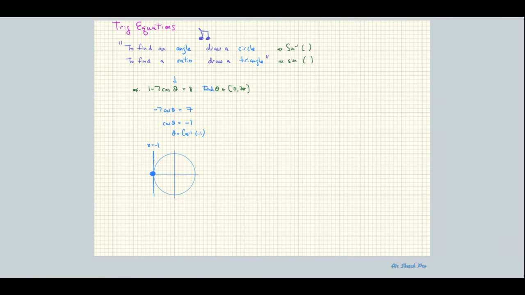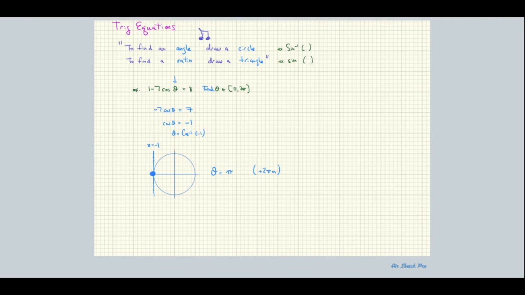Okay, so the answer is theta equals pi. And that's the only solution between 0 and 2 pi. If I wanted all the solutions, I'd say plus 2 pi n, but there is no value of n other than 0 that will leave me between 0 and 2 pi. Okay? So, let's do it again.